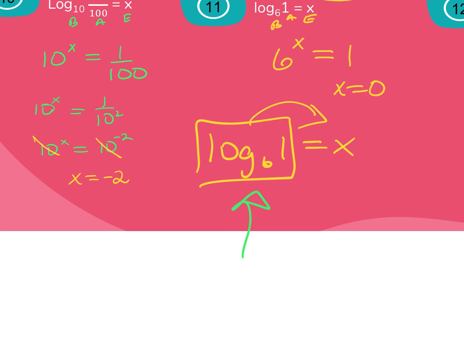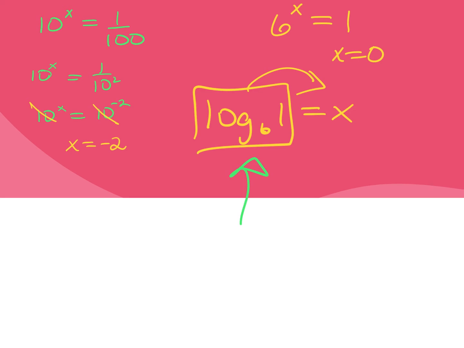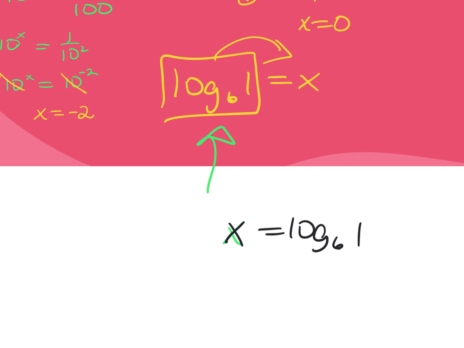Now, if your question is given to you like this, let's say it was x equals log base 6 of 1. If you like doing that BAE trick, move the x to the back, and then you can do your BAE trick. So if the x equals is in the front, move it to the back, or whatever variable's in the front.